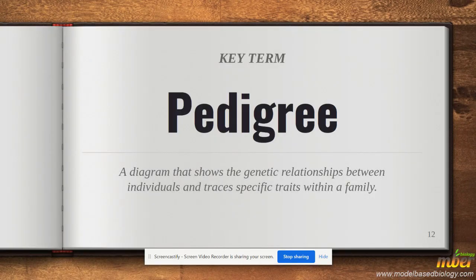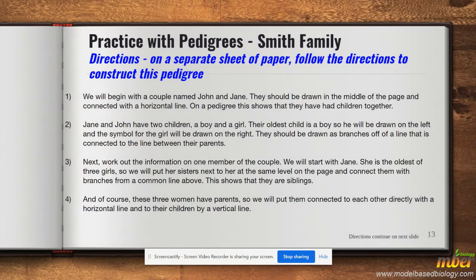Okay, so key term, pedigree, is the diagram that shows the genetic relationship between individuals and traces specific traits within a family. So practice with pedigree. We are going to build the Smith family pedigree. I know that this might be a little confusing. I'm going to walk it through with you and then I'm going to show you what it should look like and you can correct whatever you did if you made any mistakes.